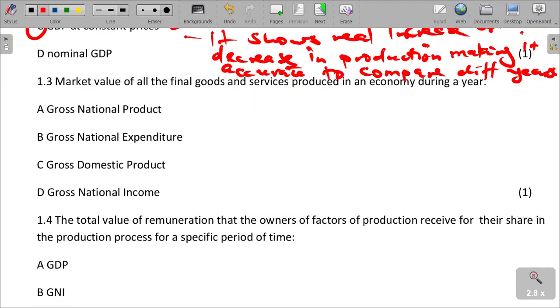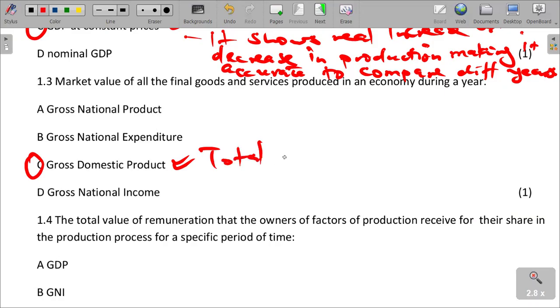The market value of all the final goods and services produced in an economy during a year, or during a period of a year, we call that GDP. It is gross domestic product, which actually measures the total market value of all final goods and services produced within a country in a given year. Over a period of a year, the total value of final goods and services is calculated.